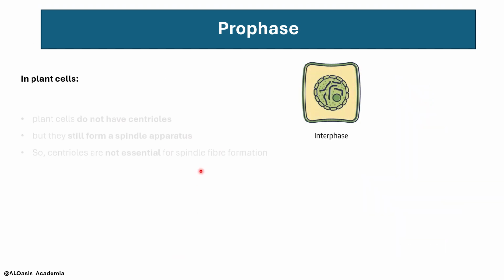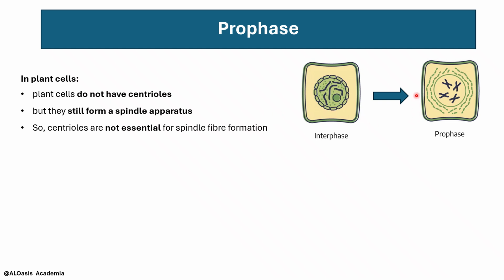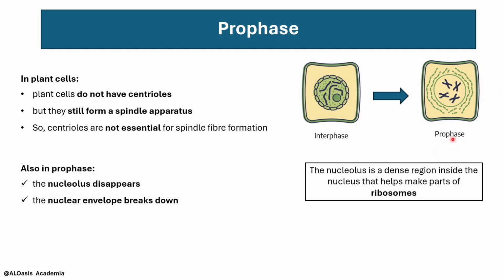Prophase in a plant cell is a bit different to animal cells, because plant cells do not have centrioles. But they still have the spindle apparatus, as we can see in this image. This indicates that centrioles are not essential for making spindle fibers, because in the plant cell, as we can see, spindle fibers are there, but there are no centrioles. And that again happens during prophase.